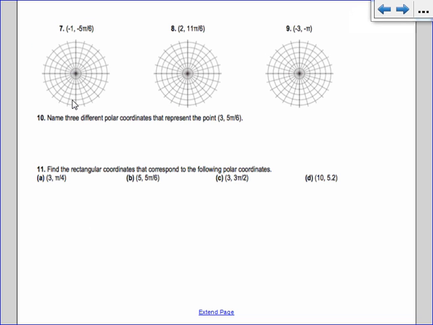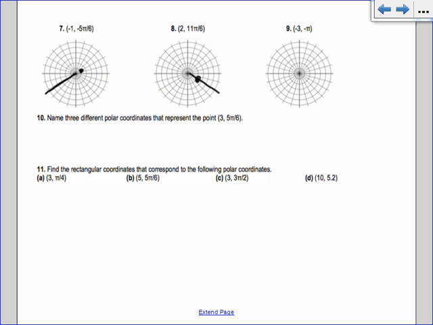So if I have (-1, -5π/6), 5π/6 is going to be this line. See, I'm telling you, it's hard with these extra lines in there. And I'm going to go negative 1, so I'm going to go right here. All right, and then (2, 11π/6). So 11π/6 here. So I'm going to go 1, 2 right there.